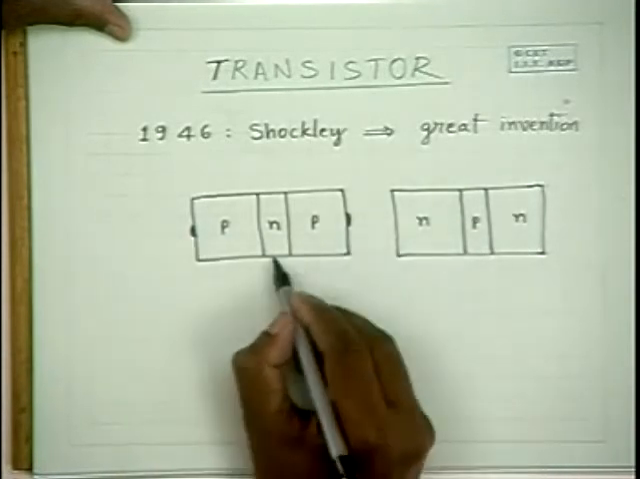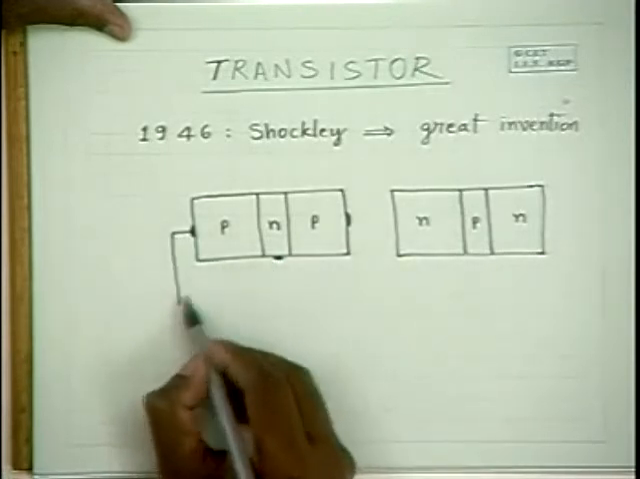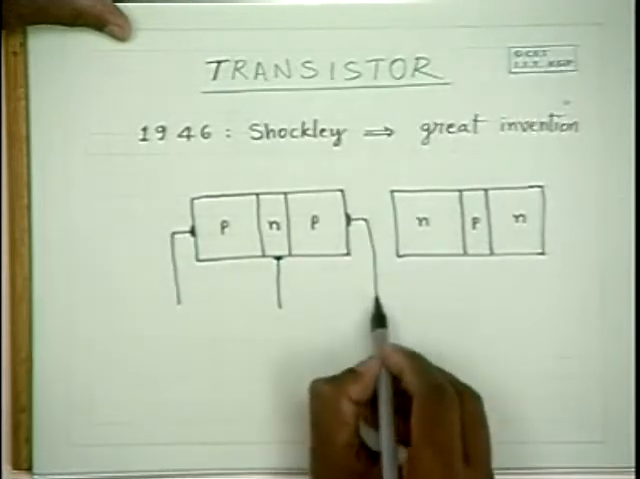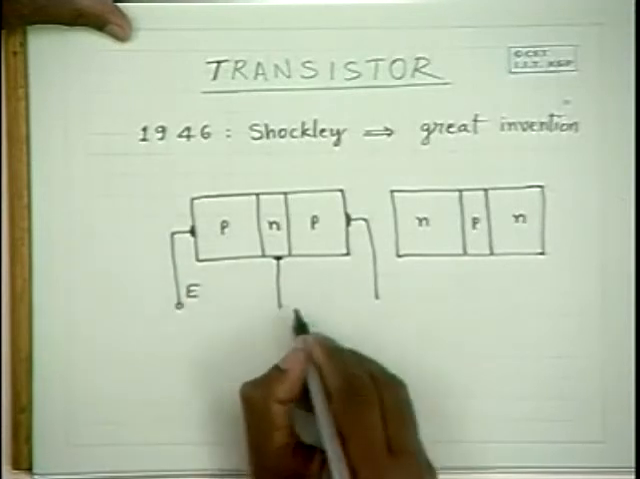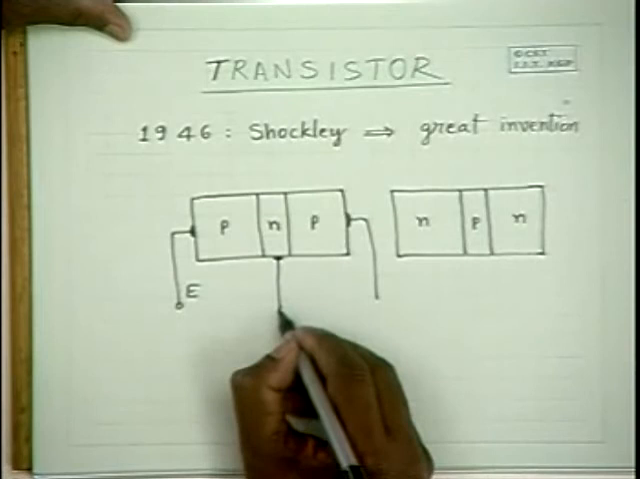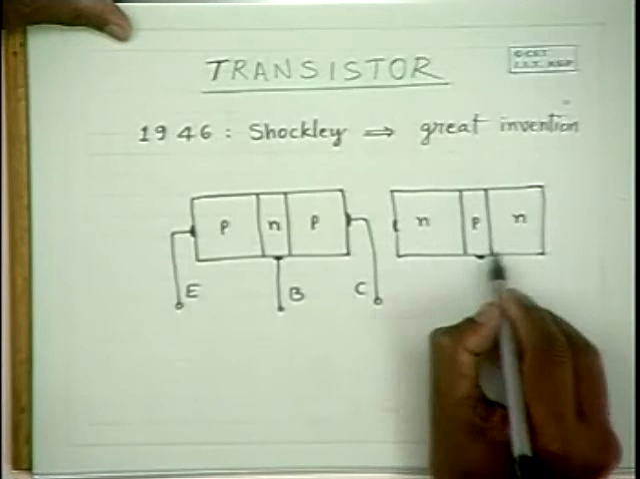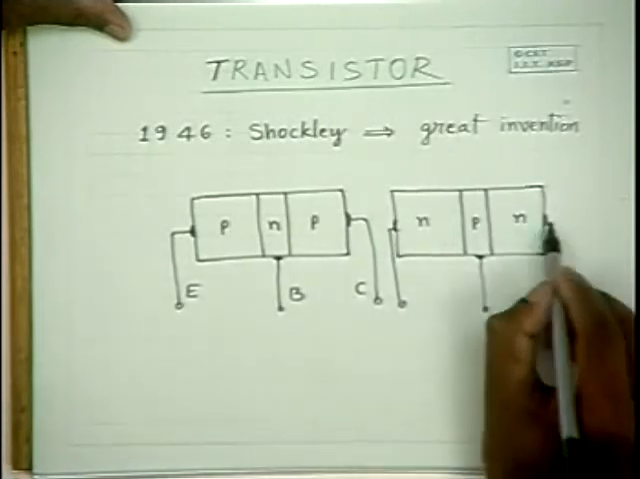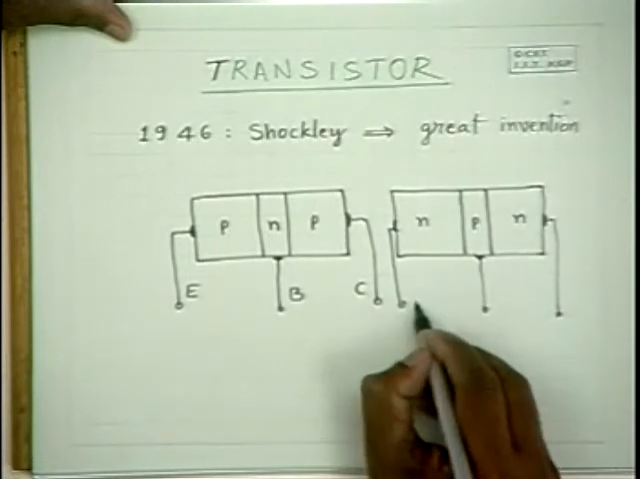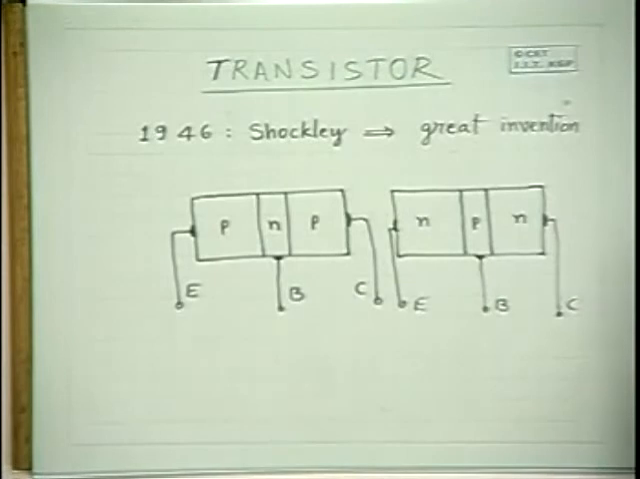So we make ohmic contacts for the p-type, this n-type, and this p-type material. By convention we call one as the emitter, this middle terminal as the base, and this terminal as the collector. Emitter, base, and collector. So it has 3 terminals.